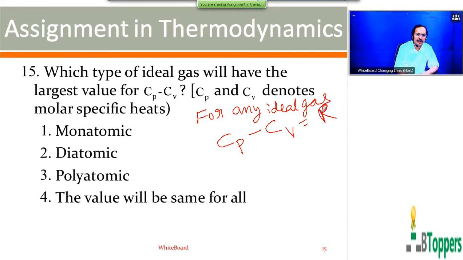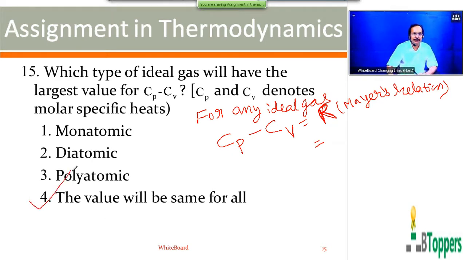R represents the molar gas constant. This relation, as I told you, is called Mayer's relation. The value of the molar gas constant is the same for all gases. Therefore, the difference between the molar specific heat at constant pressure and the molar specific heat at constant volume will be the same for all gases, which will be equal to the universal gas constant. So the fourth option will be the answer for question number 15.